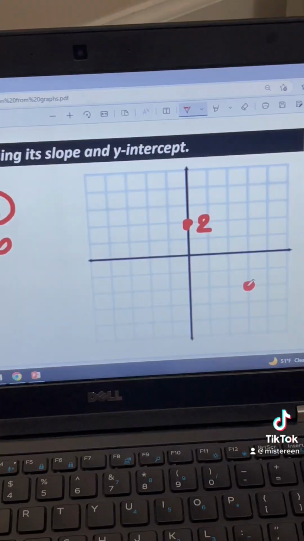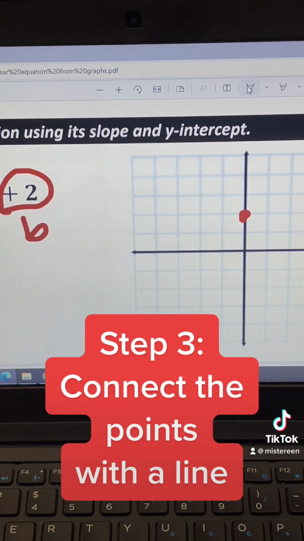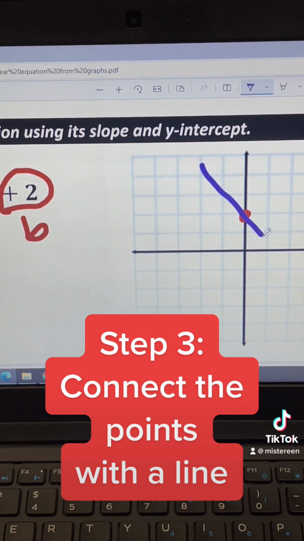And then once you have the 2 points there, you can now connect them. Let me just erase this. You can connect them with a straight line. 2 points will make a line. So just connect them with a straight line, and that's your graph.